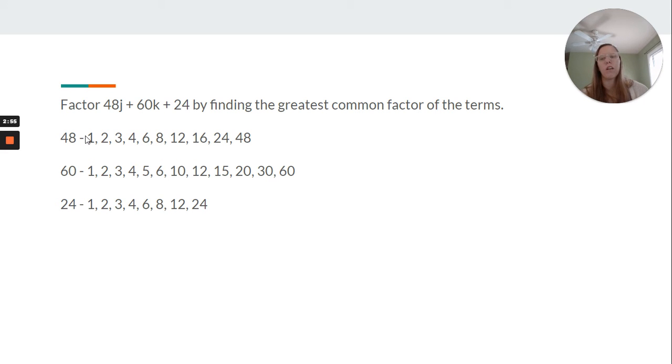So we wrote out all our numbers. So greatest common factor, you start with 1 times the number and then work your way up. So what number is common between all three? It's 12, that's the highest one. So we're going to write 12 outside the parentheses. So 48 divided by 12 is 4. 60 divided by 12 is 5, and 24 divided by 12 is 2. So we have 12 times 4j plus 5k plus 2. Okay?